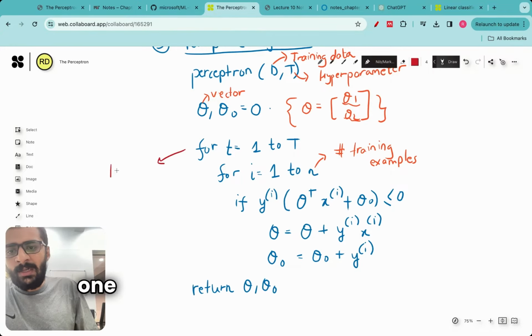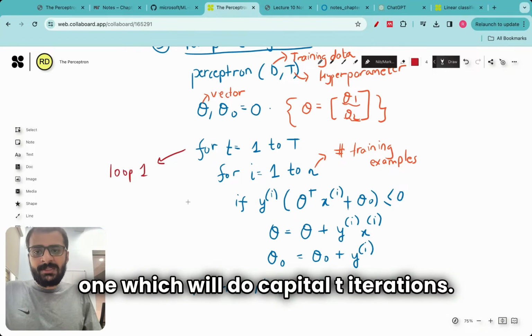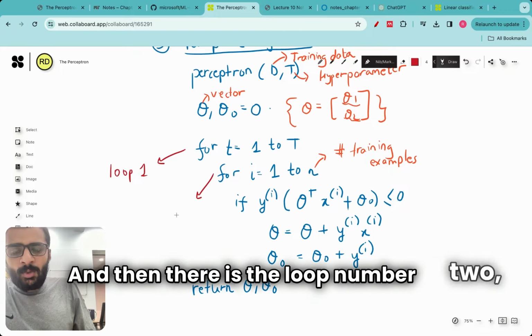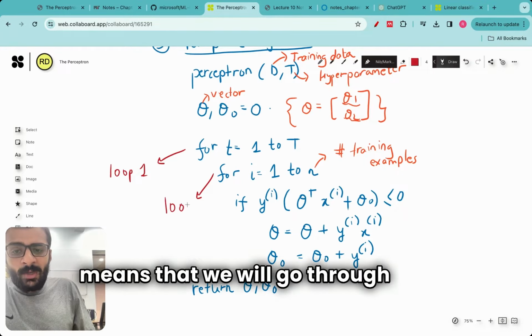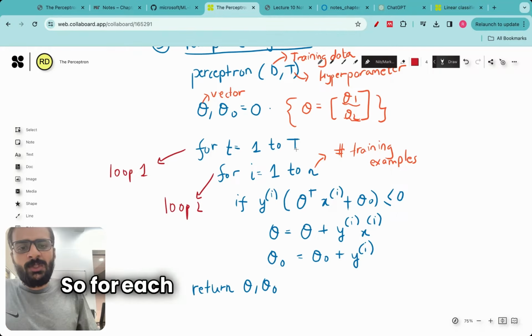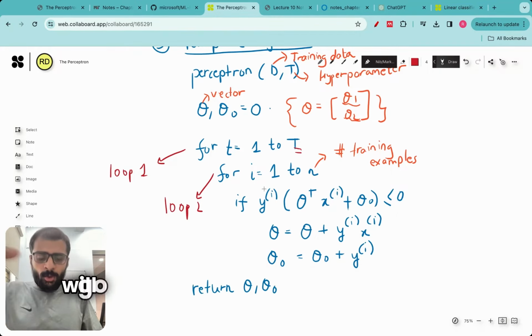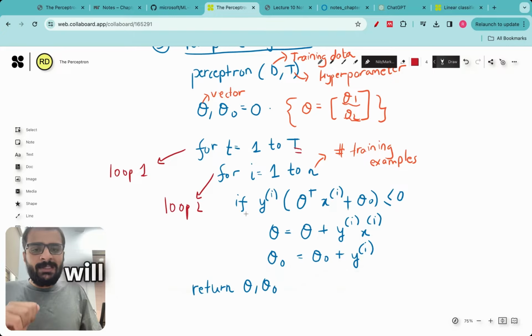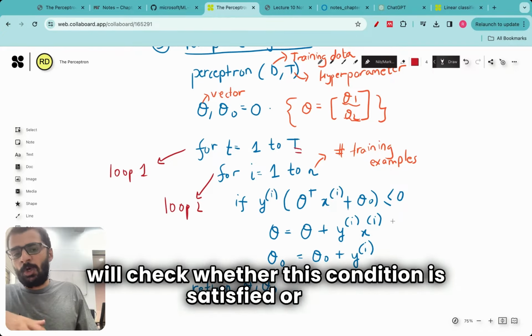There is a loop number 1 which will do capital T iterations, and then there is loop number 2, which means that we will go through every single point in each iteration. So for each of the capital T iterations, we will go through each of the points and we will check whether this condition is satisfied or not.